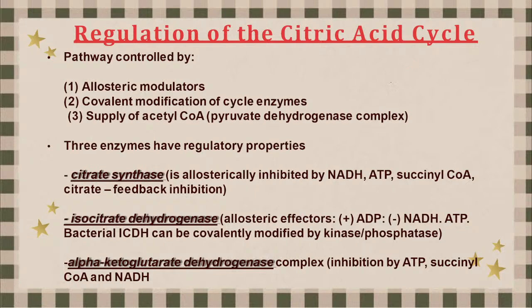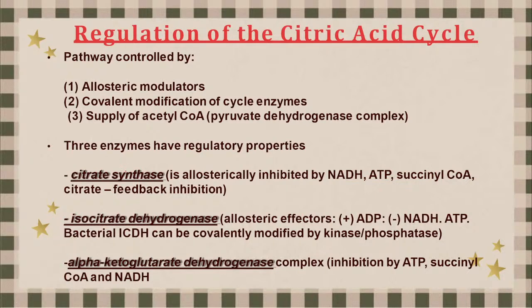In glycolysis, how many regulatory enzymes have we studied? 3 regulatory enzymes. Friends, even in the Krebs cycle, there are 3 key regulatory enzymes present. I want you to remember the 3 enzymes compulsorily, and most importantly, you have to remember their inhibitors compulsorily, friends. If you forget their inhibitors, you can't answer the question at all.